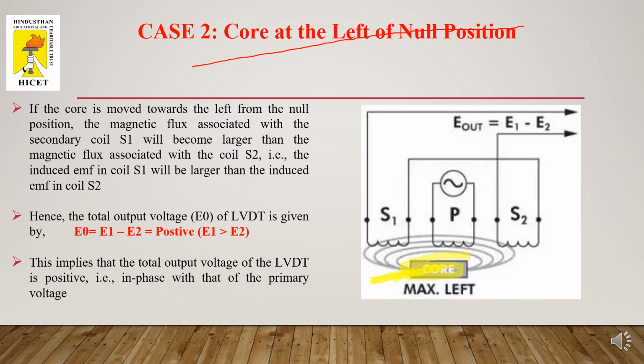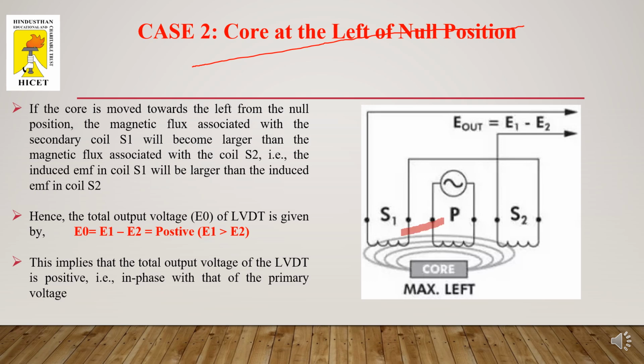So when the core is moving towards the secondary winding S1, as this primary winding is connected to the AC power source and this magnetic core is moving towards the left, more flux starts to link with the secondary winding S1. And we cannot say that there is no flux linkage in S2. Still, the air gap between your primary winding and S2 is greater when compared with the secondary winding S1. I'll make it clear.